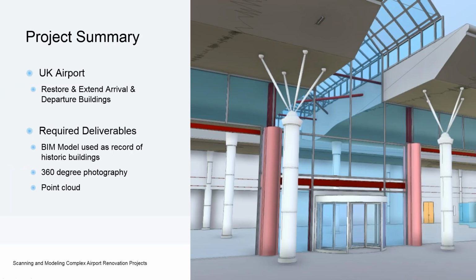So I'm going to talk to you today about a modelling exercise at a UK airport that we undertook. The background to the project is that the client is going to demolish some of the buildings and completely renovate the rest of them. The deliverables they wanted were a BIM model, which would become part of the record of those buildings that are being removed and the ones that are being upgraded, full 360-degree colour photography of the whole site, and the point cloud itself.